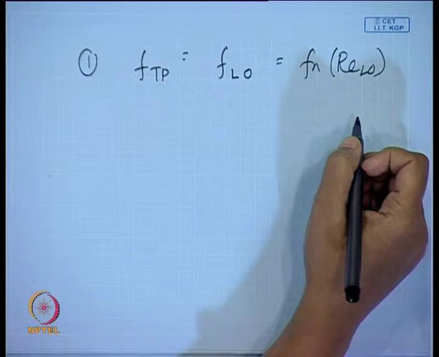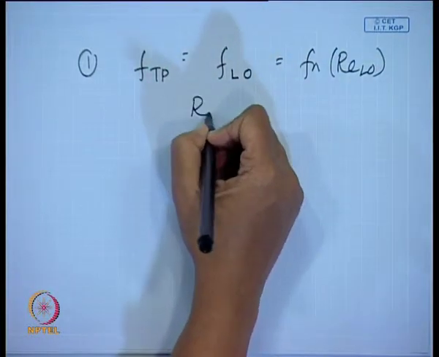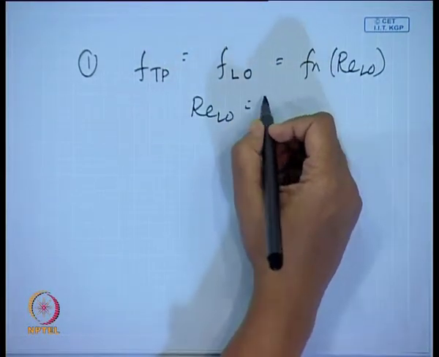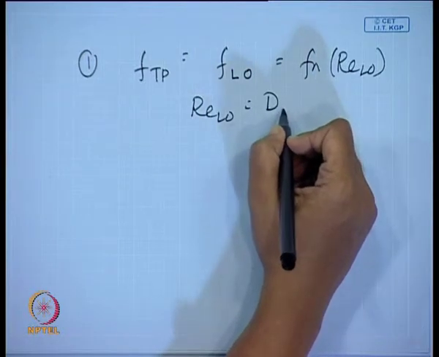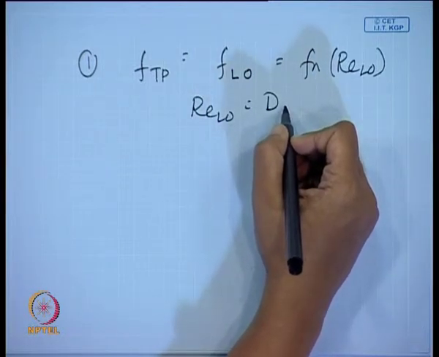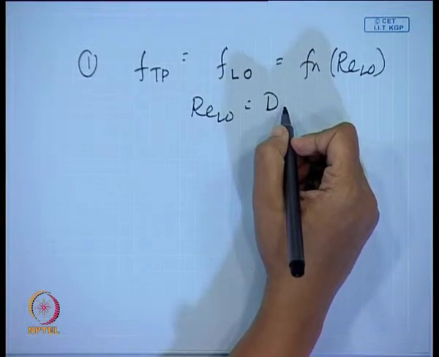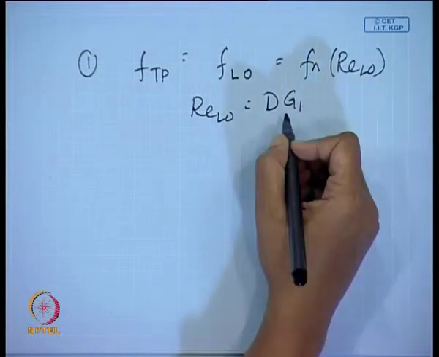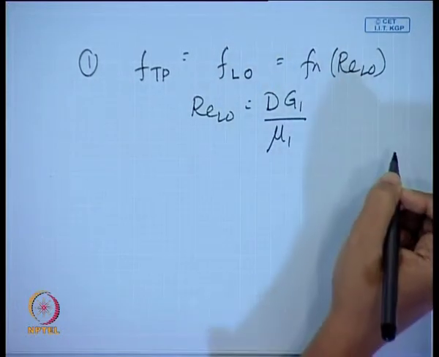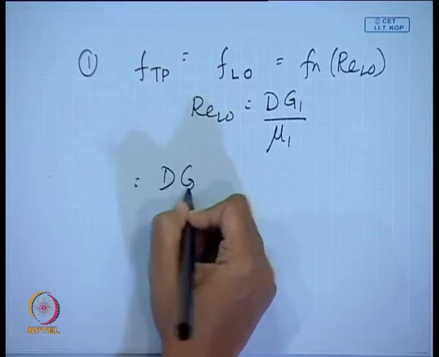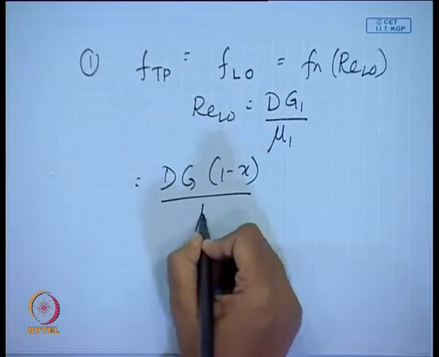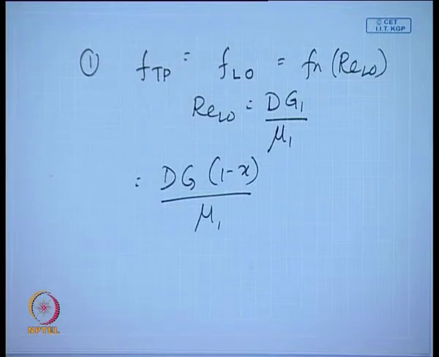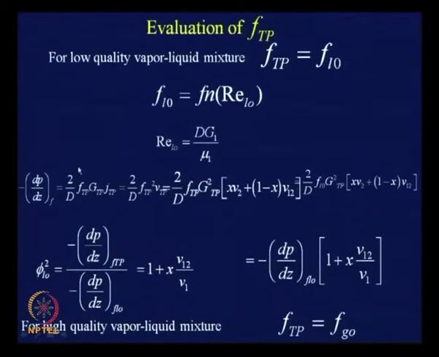Re LO, agreed. What is this Re LO, can you tell me? This is nothing but the mass flux, G is rho U, the mass flux of the liquid phase only, that means G l, by mu l, or in other words this is d G into (1 minus x) by mu l, agreed.